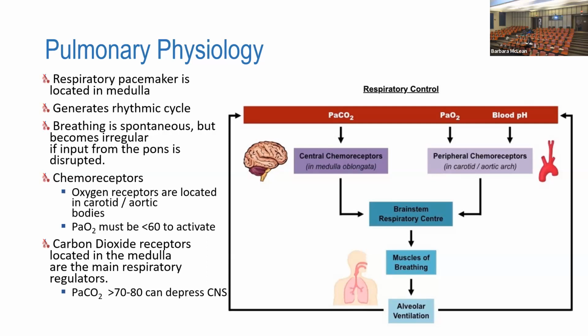Once the CO2 gets above 70 or 80, you can then, of course, see very significant depression in the central nervous system. The oxygen receptors are located primarily in the prime delivery areas, which are to the brain and to the heart, so located in the carotid bodies or in the aortic arch, and are responding to the absence of oxygen or the acidosis or alkalosis of the blood pH.